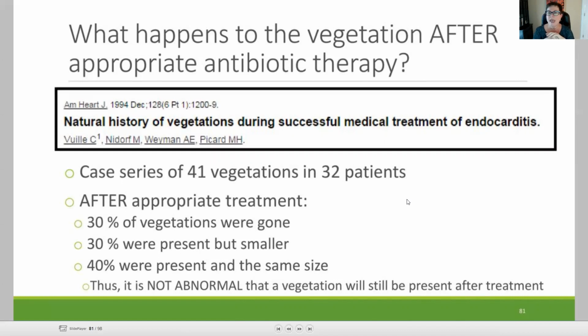What happens to the vegetation after appropriate antibiotic therapy? So this is a rather old study from 1994, but it looked at 41 vegetations in 32 different patients. And basically, after appropriate treatment, 30% of vegetations were gone, 30% were present but smaller, 40% were present and the same size. Therefore, it is not abnormal that a vegetation will still be present after treatment. And I've heard a lot of our surgeons refer to this as a sterile vegetation.